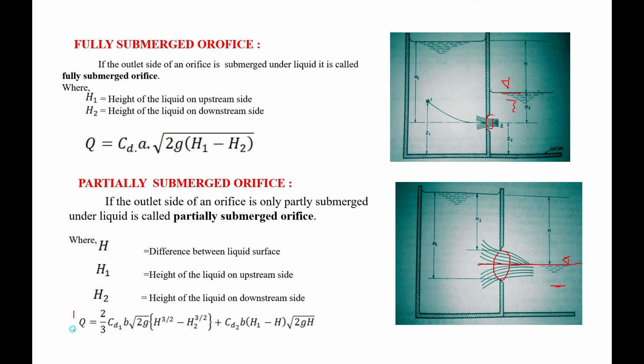Then this will be the formula to be used to calculate the discharge for the partially submerged orifice. Two different formulas are to be applied: 2/3 of CD1 B into root of 2g into bracket H raised to 3 by 2 minus H2 raised to 3 by 2, plus CD2 B into bracket H1 minus H, root of 2gH.